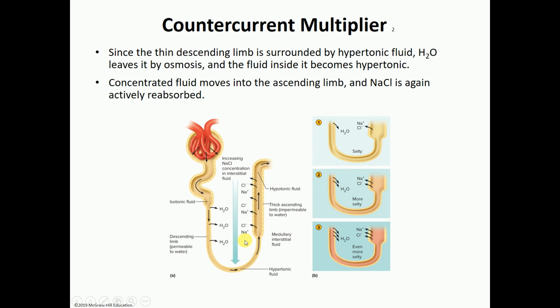So extremely important to remember: descending limb permeable to water only, ascending limb permeable to ions only, mainly sodium and chloride. Again, at the end of the proximal tubule, we end up with isotonic fluid. That's what enters into the descending limb. Reabsorption of water in this area, the filtrate becomes hypertonic, and then the hypertonic fluid enters into the ascending limb. That is only permeable to sodium and chloride ions, meaning that we are removing salt but not water, so we end up with hypotonic fluid at the end of the ascending limb.